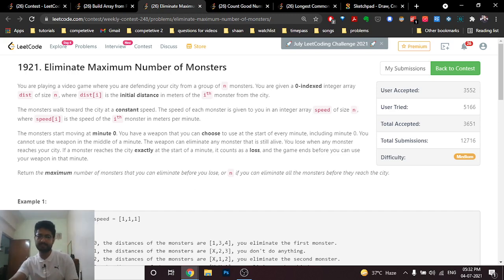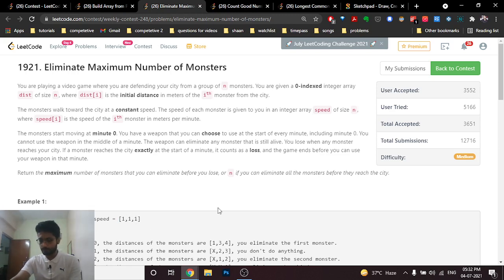So the first monster is at distance 1 away, you can assume 1 meter away from your village. The next is 3 meters, and the last is 4 meters, and they have a speed. The speed is also in meters per minute, so how much per minute they are moving. So as you can see, it is moving 1 meter per minute, or 1 meter per minute, and so on.